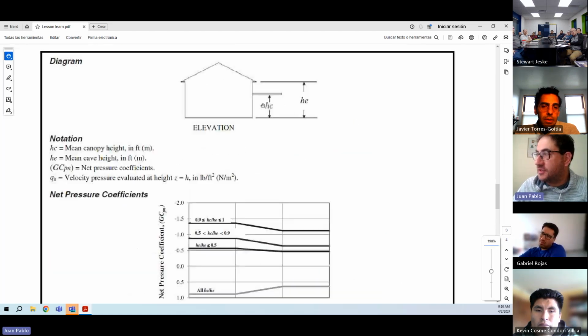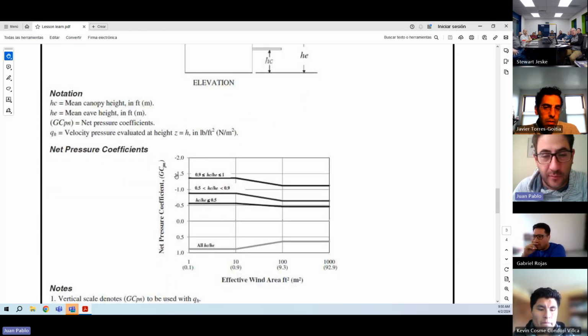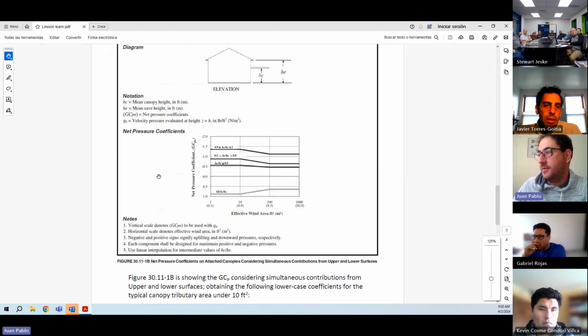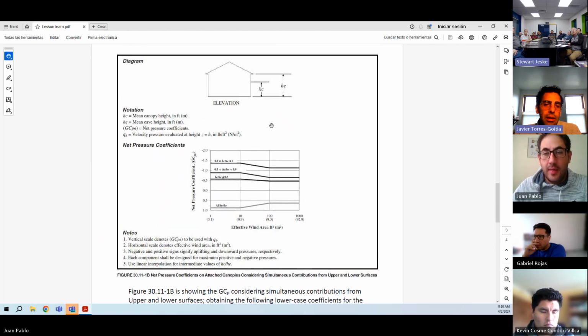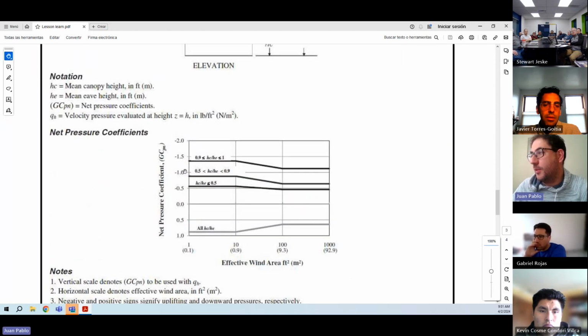As HC gets higher, the interaction is higher. You'll get the highest GCP for Figure 30B. Notice that the closer that ratio gets to unity, the closer we resemble an actual roof situation, and hence the higher the negative GCP, hence the higher pressure on suction. Take the most conservative. So yeah, I would probably use whatever gives you the HC over HE closer to 1. Yeah, it will be 1.4 in this case.